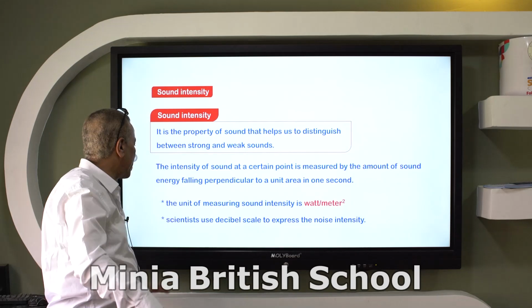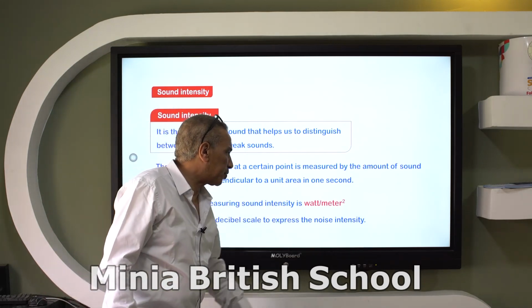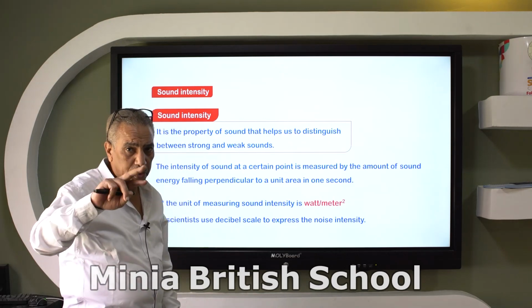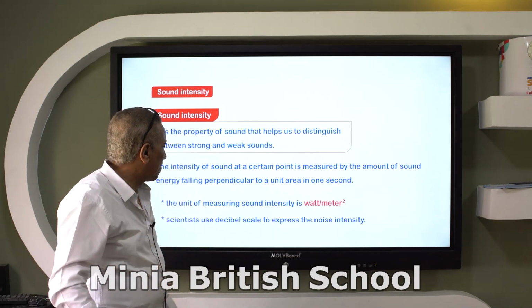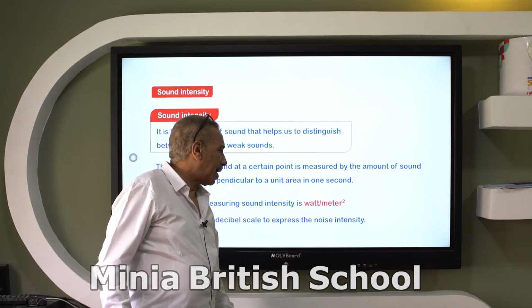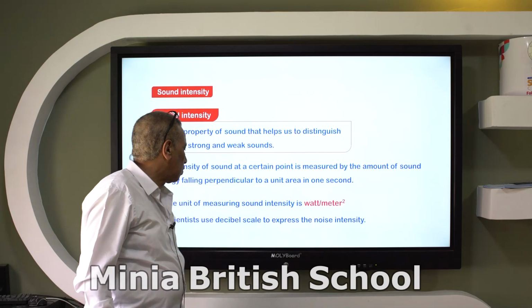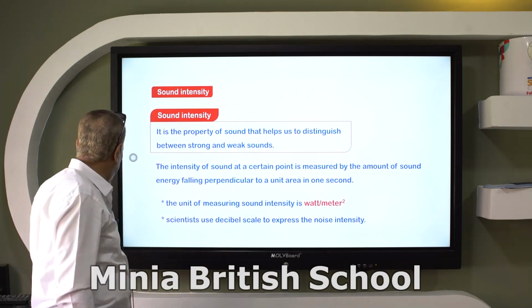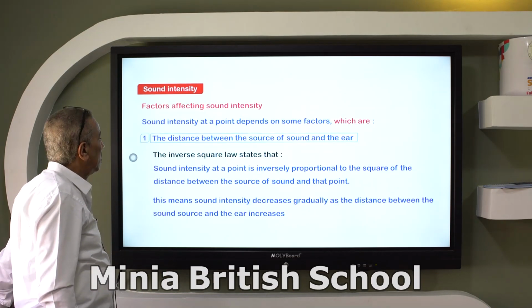The unit for measuring it is the watt per meter square. Don't forget this unit. There are 2 units, you have to know them. One of them, the sound intensity, is watt per meter square, and the intensity of noise, which is the decibel. Decibel is the unit for measuring the intensity of noise.